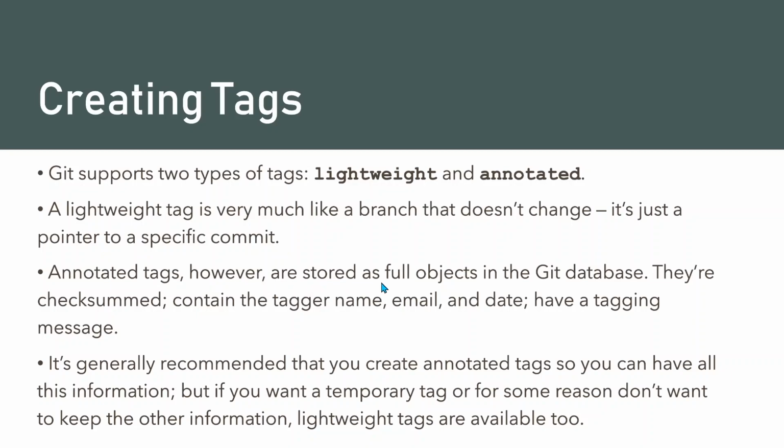Annotated tags are also like branches, but with some additional things. Annotated tags, however, are stored as full objects in the Git database. They are checksummed and contain the tagger name, email, date, and a tagging message. So annotated tags will have quite a lot of information compared to lightweight tags. We'll see that in our demo. Generally annotated tags are recommended, because whenever you create an annotated tag, you can have all this information. But if you want a temporary tag and do not want details like name and email, then you can use a lightweight tag. Still, annotated tags are generally recommended.